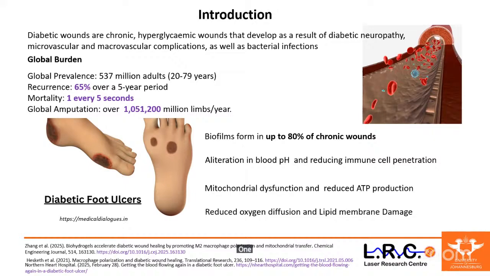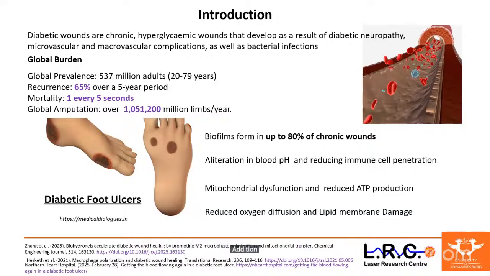One thing that most people would have to note is that these diabetic wounds have a high prevalence of creating biofilms, resulting in bacterial infections. Now, these mostly result in an alteration in the blood glucose pH, reducing the immune penetration within cells. This causes prolonged inflammation and oxidative stress in the long run, resulting in a longer wound healing period.